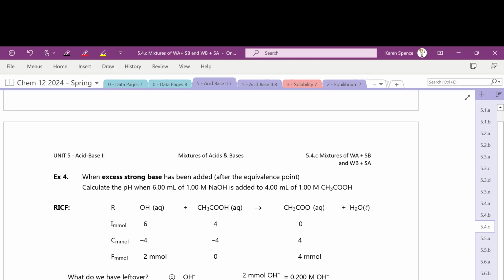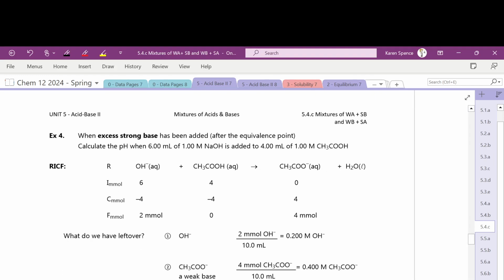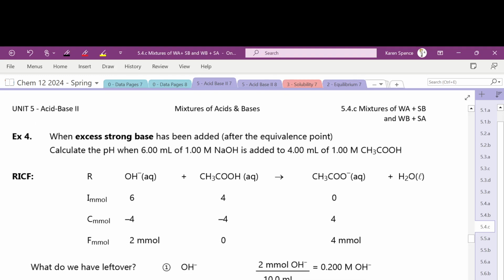And now we have one more situation. We started with having excess acid. We had not reacted all the acid. Then we reacted half the acid. And then we reacted all of the acid, but just perfectly. And now we're going to keep adding a little more base so that we have excess of the strong base.